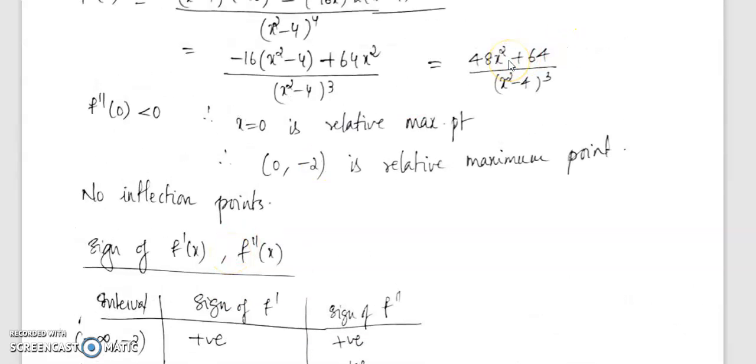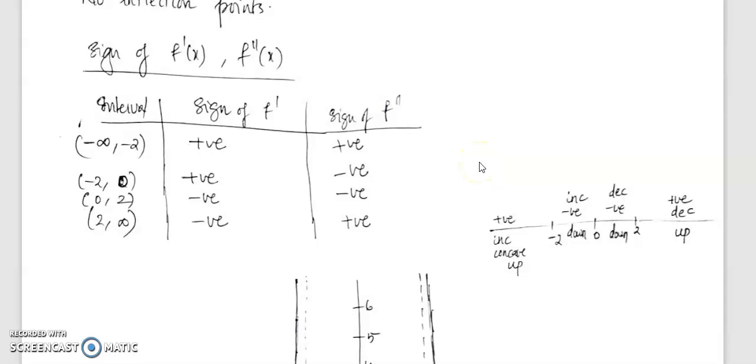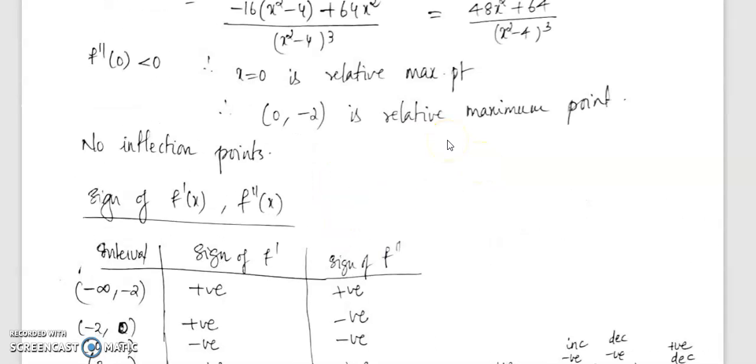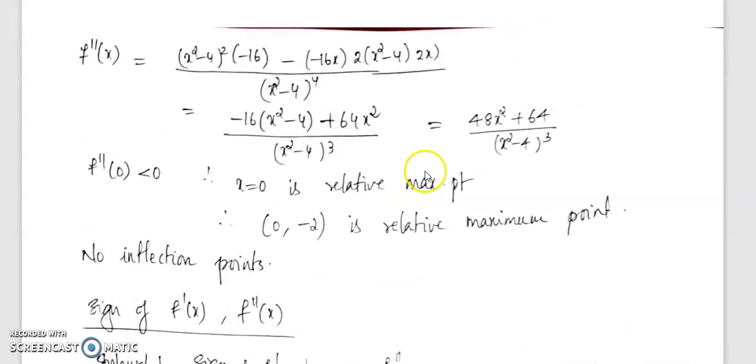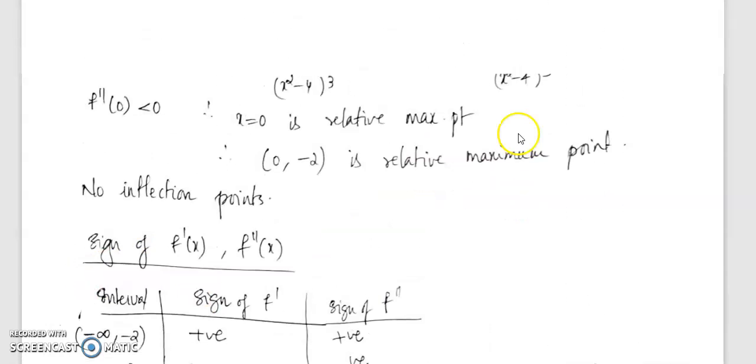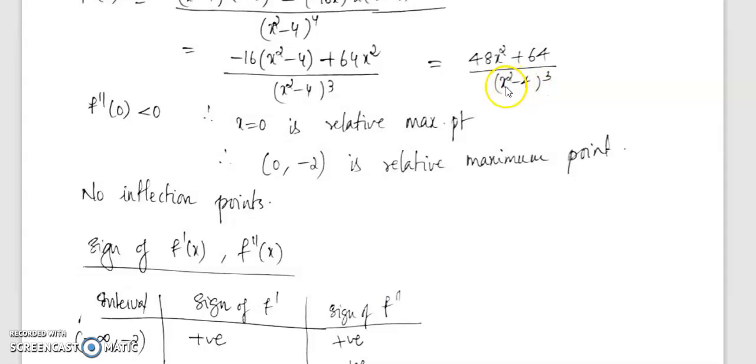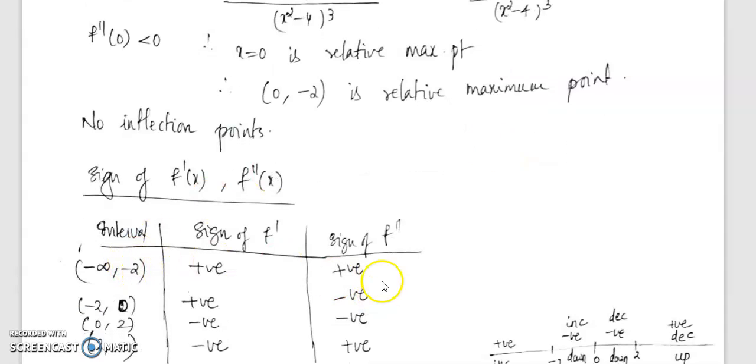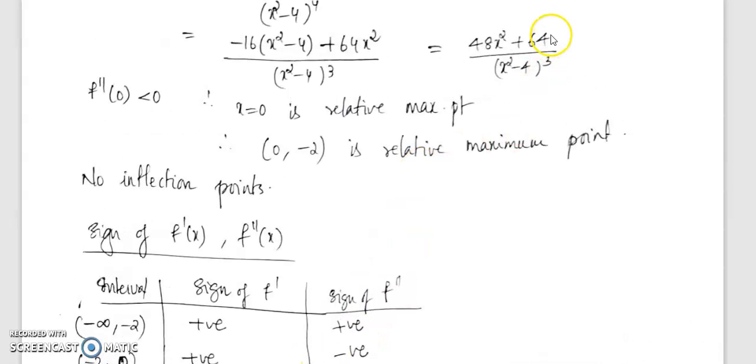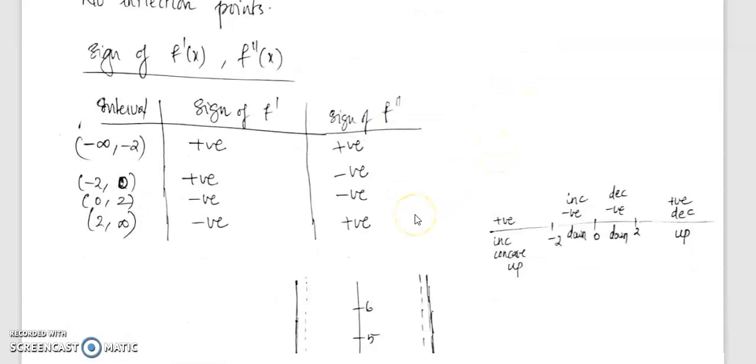And for f double dash of x, the denominator is positive when x square is greater than 4, and negative when x square is less than 4. So in the intervals -infinity to -2 it will be positive, and 2 to infinity it will be positive. In the middle interval it will be negative, because the denominator is negative there. So that is how the concavity is changing.